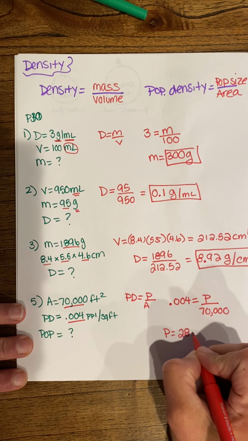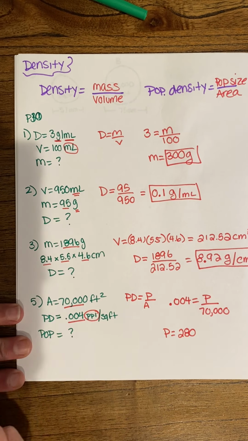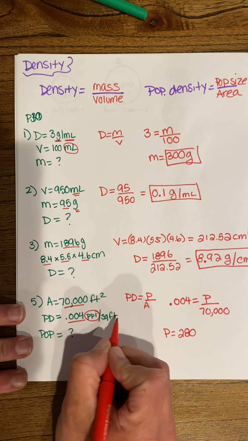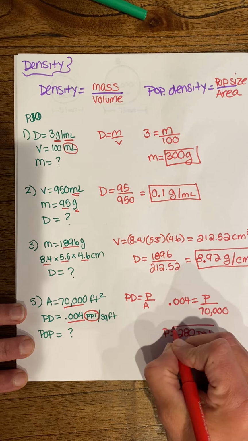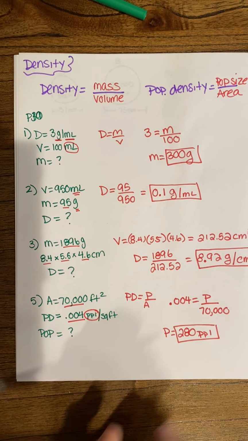Again, the units here would just be people because the population density is in people per square foot. So this will just be people, okay?